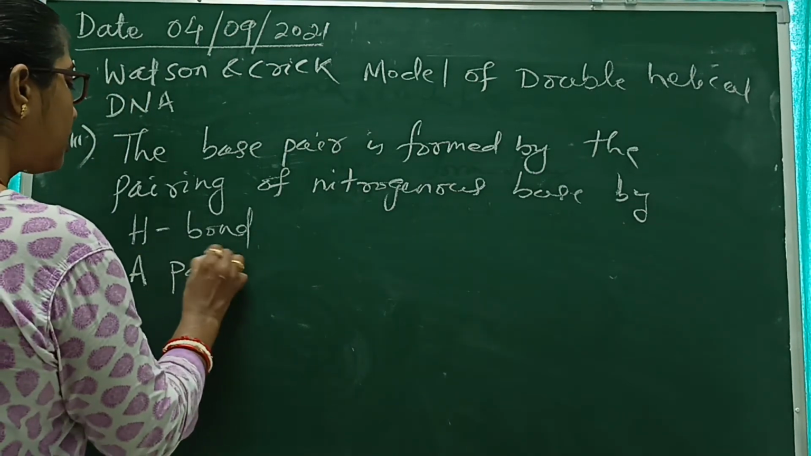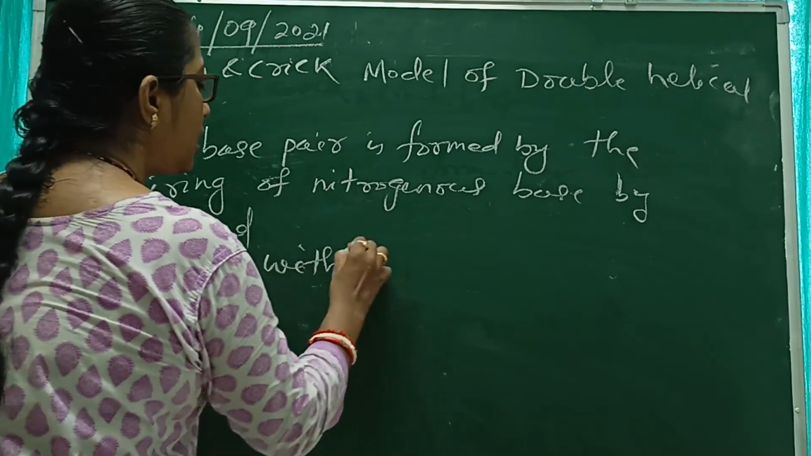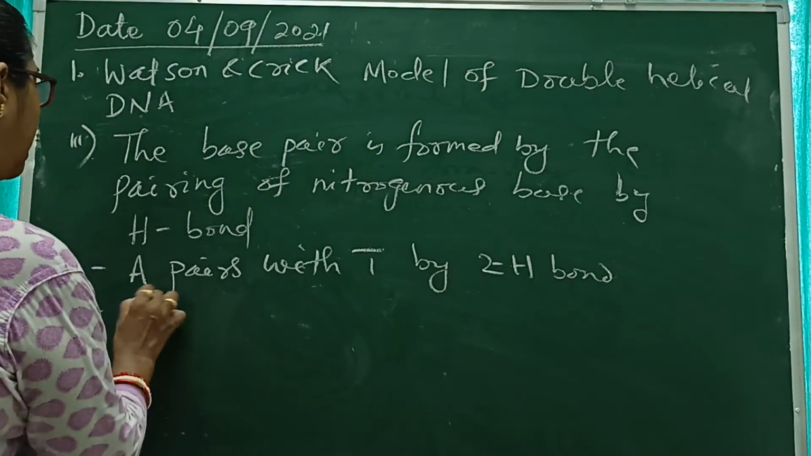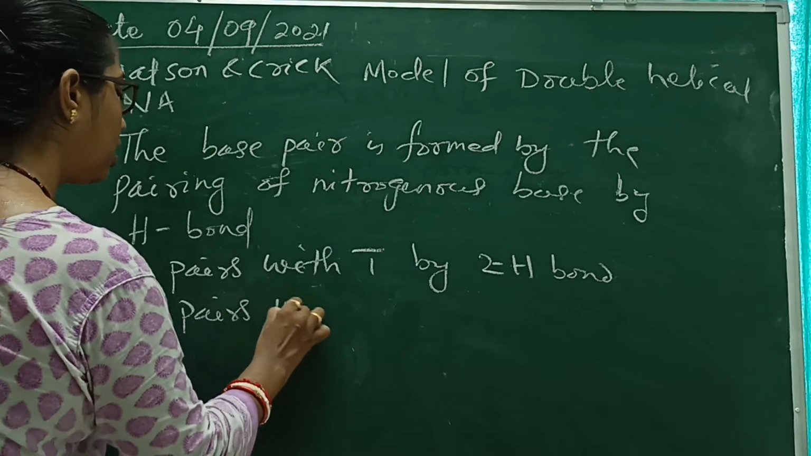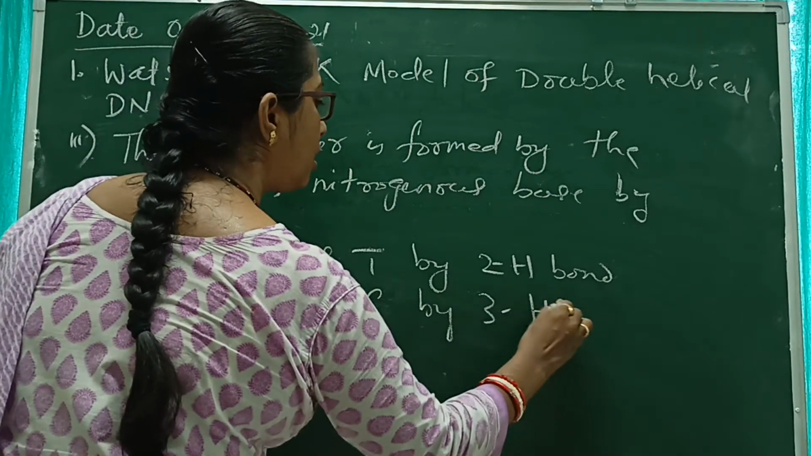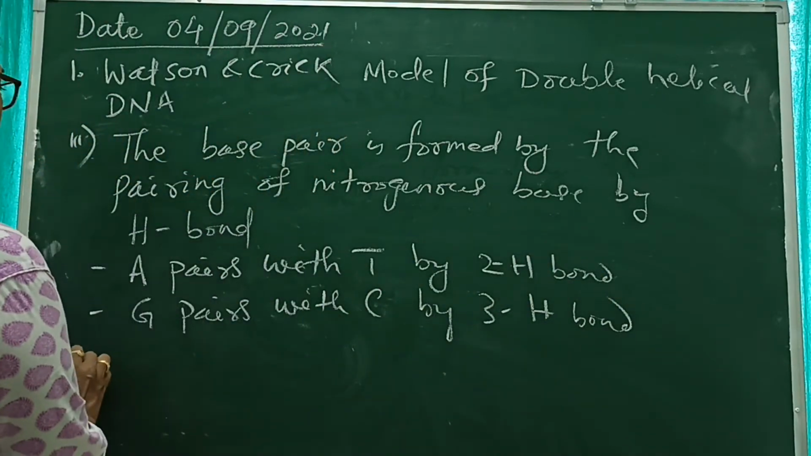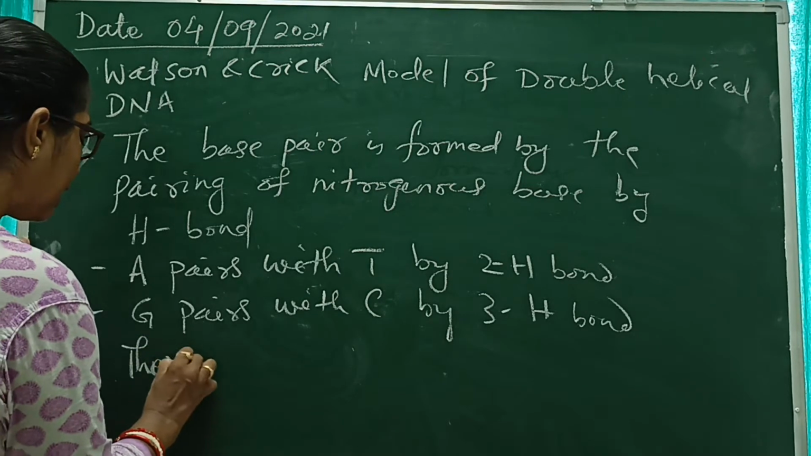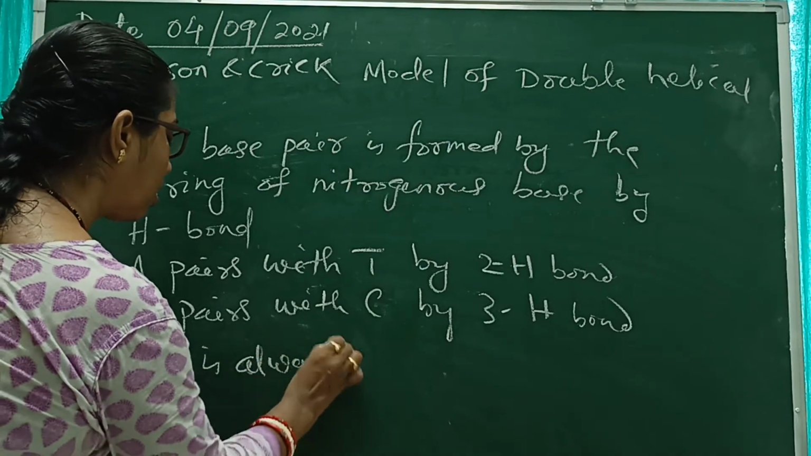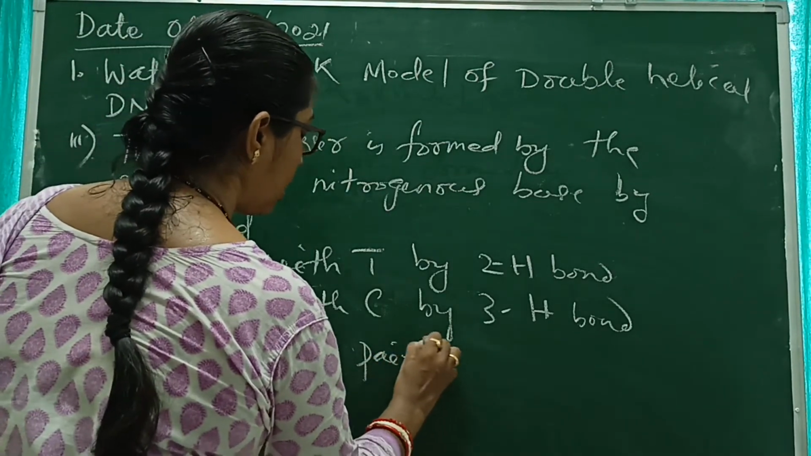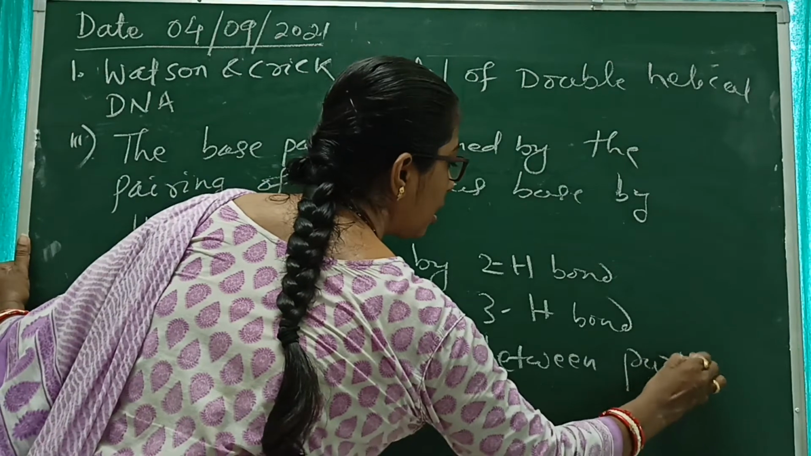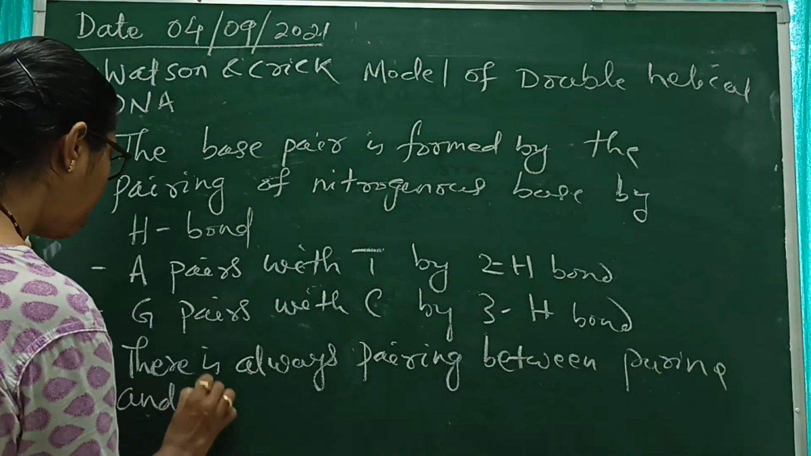A pairs with T by 2 hydrogen bonds, G pairs with C by 3 hydrogen bonds. Okay, and there is always pairing between purine and pyrimidine.